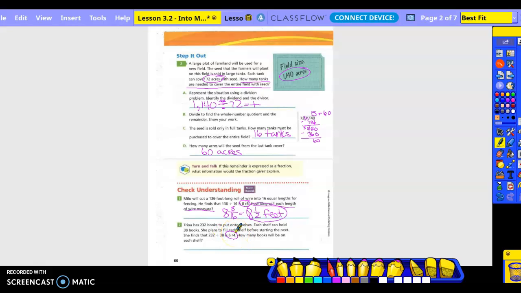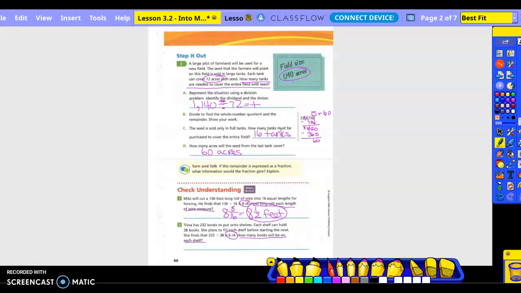Okay, so there's what she got, and they want to know how many books will be on each shelf. Now, can you take these books and cut them in half? No. Okay, so we need to decide, are we using the quotient? Are we using the remainder? Do we need to go up 1? Or are we making a fraction? This one you actually choose 2 of them. So which 2 are we going to use?